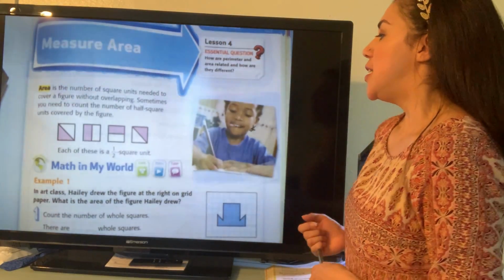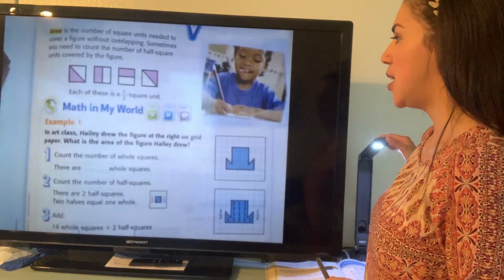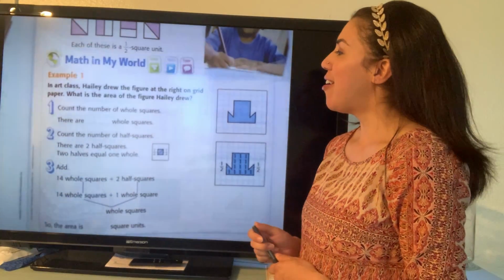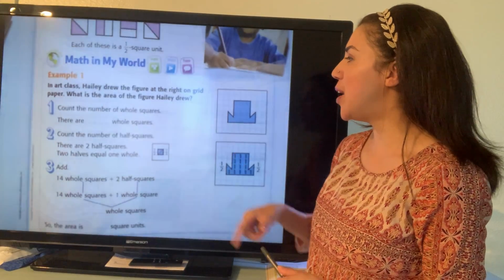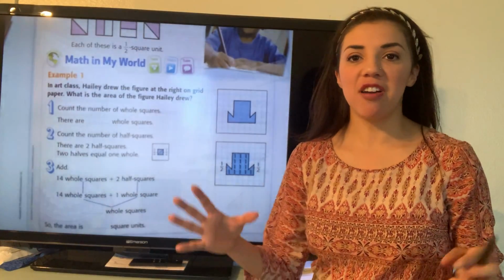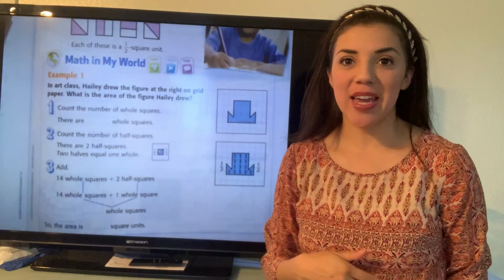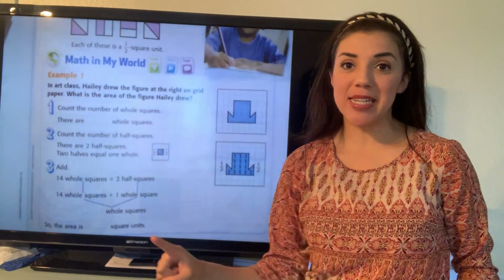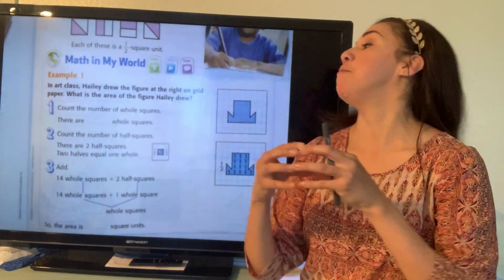Okay, so Math in My World, example 1. And if I can get this to stay, there we go. In art class, Haley drew the figure at the right on the grid paper. What is the area of the figure Haley drew? And so the area talks about the number of squares on the inside, okay? So the last lesson we learned about perimeter, which is the number of squares on the outside, okay? Area is the number of squares on the inside.